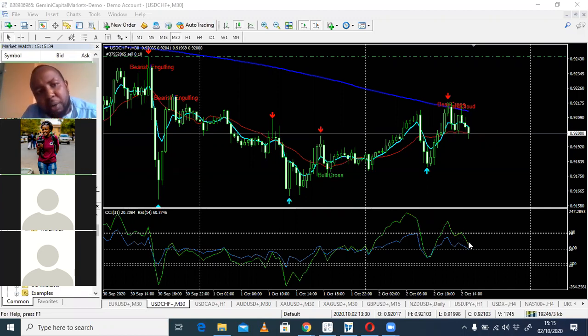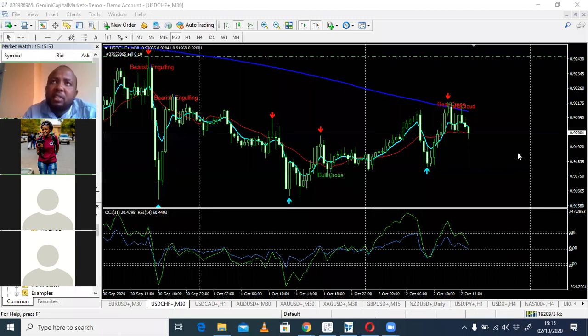I want you to check on M30, that is on USD CHF. And I can see a pattern that has already formed. So I'm waiting for the breakout to be here around 50. This is using RSI. Awesome. So the idea was to get in because it's going to really move.